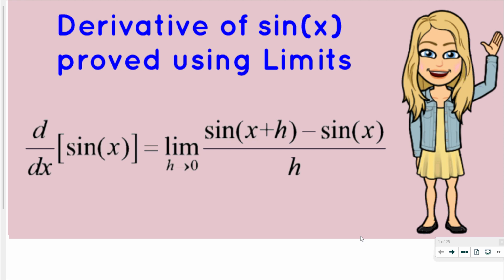Matthews Gatos here. In this video, we're going to look at proving what the derivative of sine x is using limits. So let's get started.